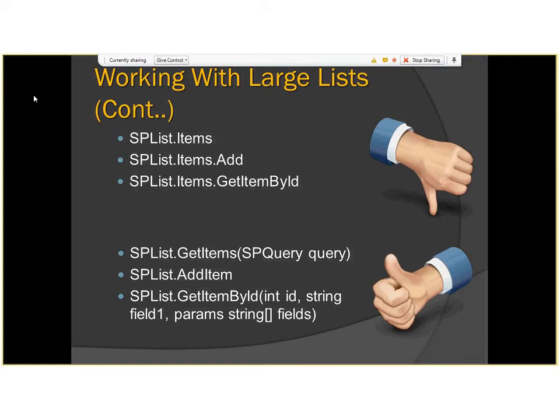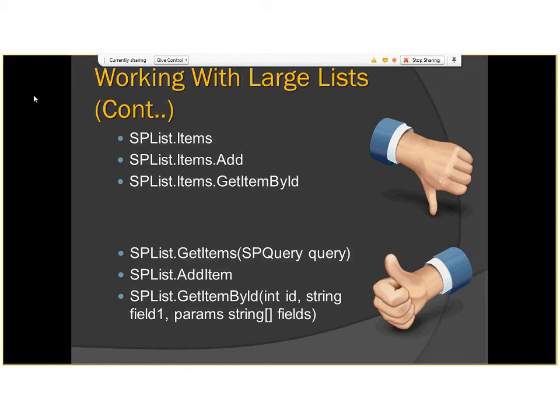In the later example, I'm giving this SPList.GetItemById, and I'm providing the sum of the field and the parameter. And in the above example, I'm giving the SPList.Items.GetItemById. If you compare both of the examples, one of the major differences is the Items.